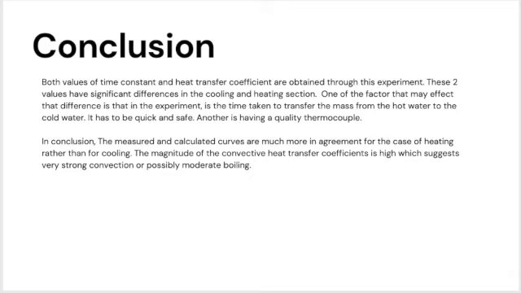Additionally, the accuracy of a thermocouple is really important. In this case, the thermocouple had an uncertainty of plus or minus 2 to 3 degrees Celsius. In conclusion, the measured and calculated curves are in much better agreement for the case of heating than for cooling. The magnitude of the convective heat transfer coefficient is high, which suggests very strong convection or possibly moderate boiling.